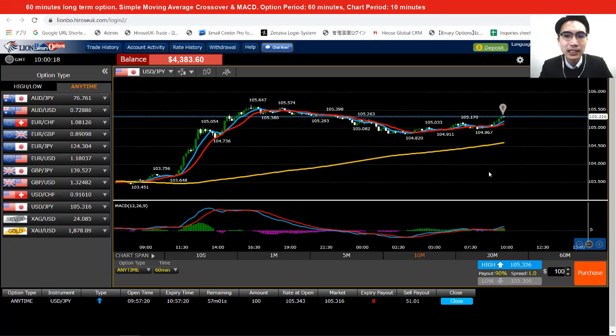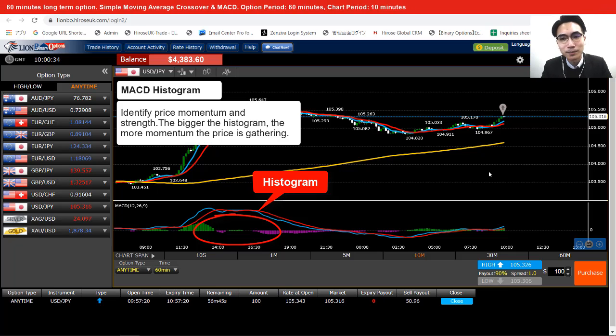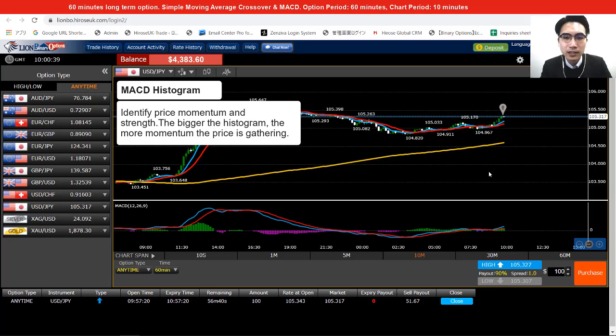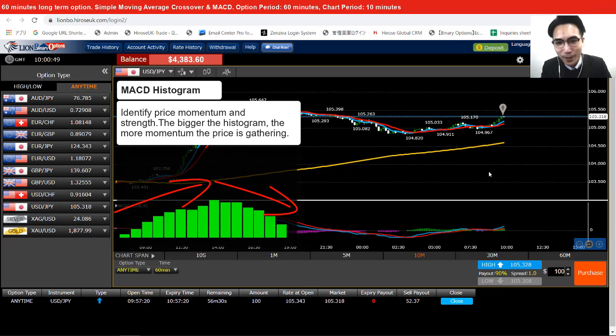The second is just another function from the MACD. You see the histogram, the purple and green bars at the bottom. The histogram actually tells you the momentum, the strength of the price movement. Just take a look at this part here. The histogram grows from small to big, and then back to small, and then it changes into purple. And that is actually the development of a price movement.